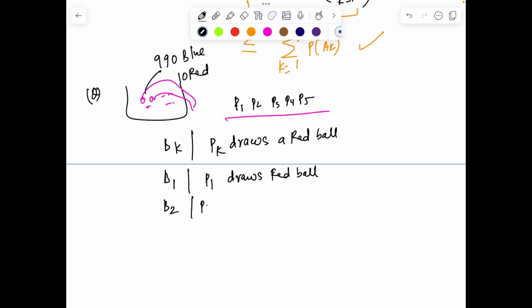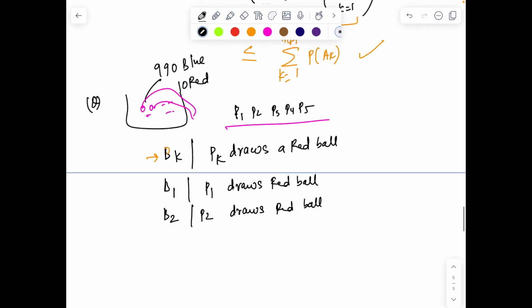Okay, b2 means p2 draws red ball. देखो, why I am unnecessarily complicating this question by introducing set notation, because it's very trivial. Even without set notation this can be done very obviously, which I will tell you with feel. लेकिन problem is ना, every time you will not get the question with the feel, because the question setter will put the question in set notation.